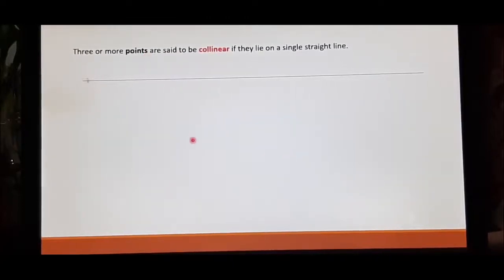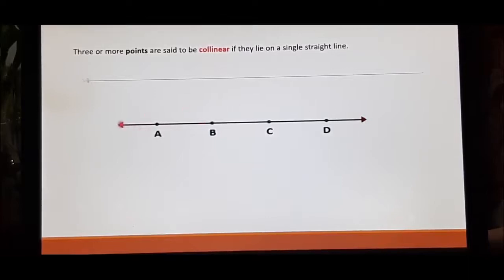Now let's study collinear and non-collinear points. So 3 or more points are said to be collinear if they lie on a single straight line. See, this is one line. Whenever these arrow marks are there on both sides, it is showing us that this is a line. And you can see on this line 4 points are there, A, B, C and D, due to which these points are known as collinear points since they are lying on one line.